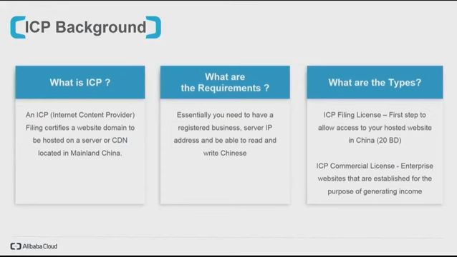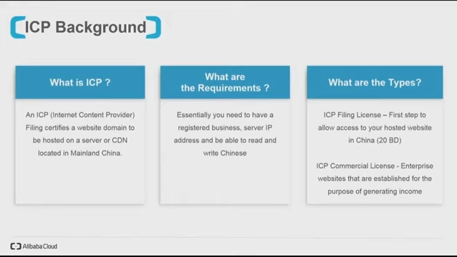What is ICP? The Internet Content Provider License. I'm not going to go into too much depth because it is a reasonably complex topic, but I'll talk about essentially what it is. If you want to host a website or use our CDN service in China, you need an ICP license. To gain an ICP license, you need a business in China, you need an IP address, and you need to be able to speak and write Chinese.